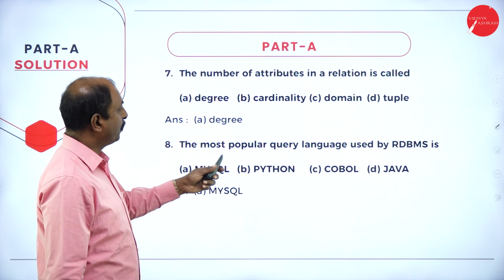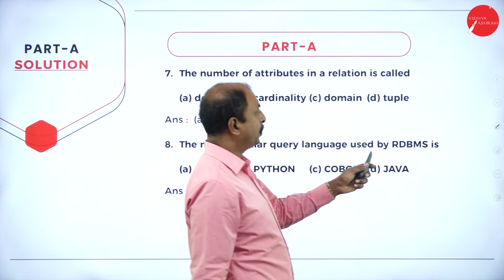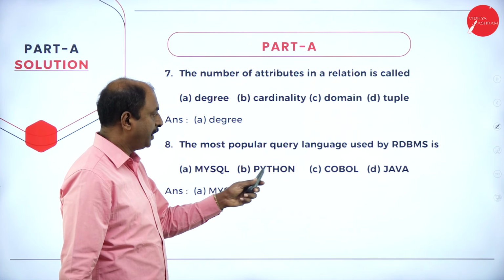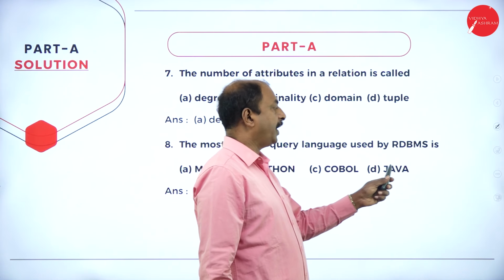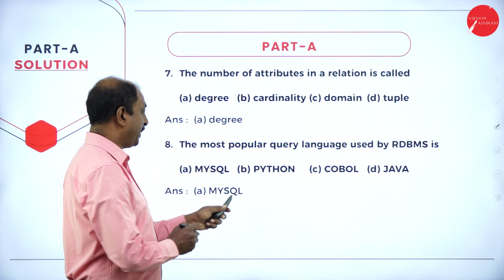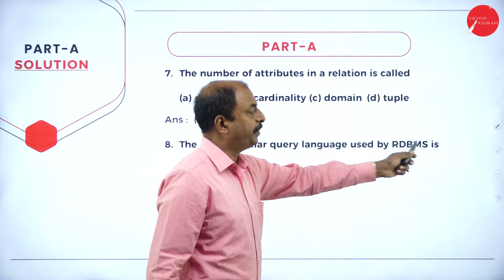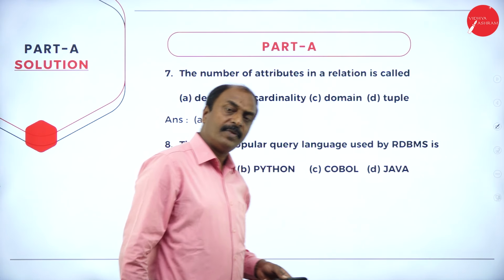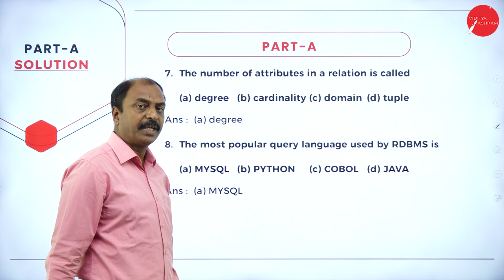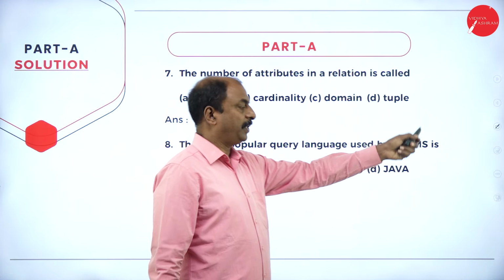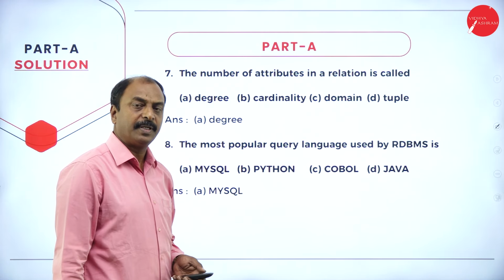8th one. The most popular query language used by RDBMS is. Options are MySQL, Python, COBOL, and Java. In this example, MySQL is an example for RDBMS software, and these are all high-level languages for different applications. And MySQL is a language used for RDBMS or to work with DBMS.